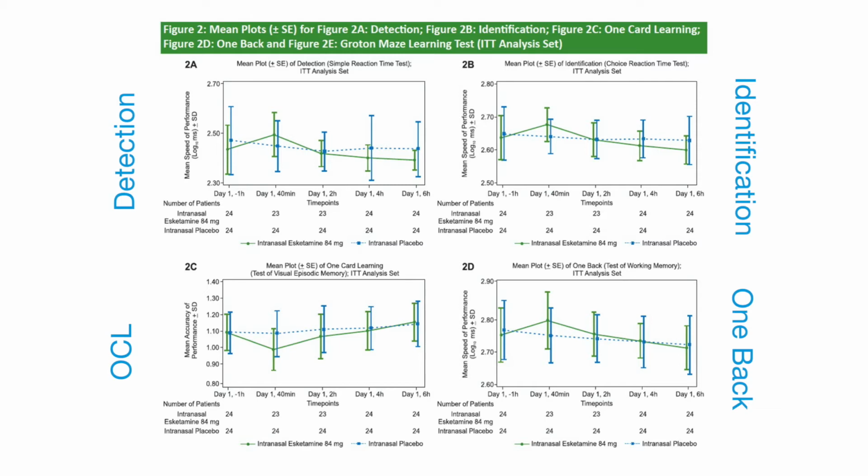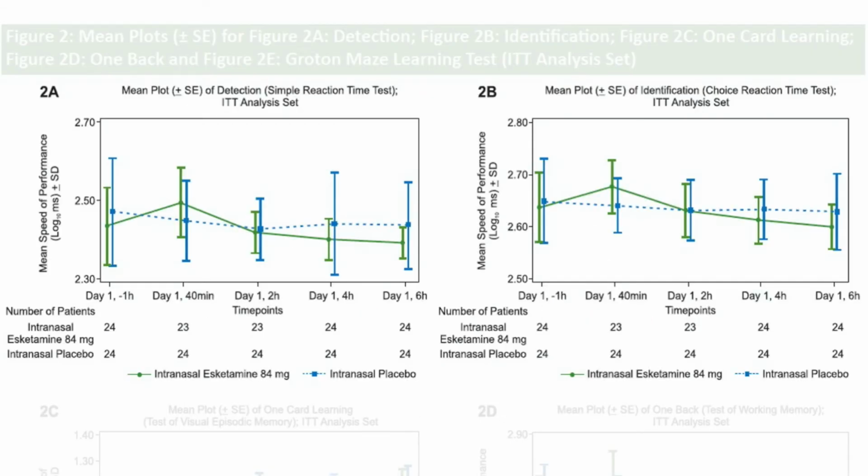So we can see, for example, on the detection and identification tests, performance is worsening as demonstrated by an increase in performance in the green line, indicating a slowing of reaction time. Now this then returns to baseline levels by the 2-hour assessment and remains relatively flat at the 4- and 6-hour assessments.